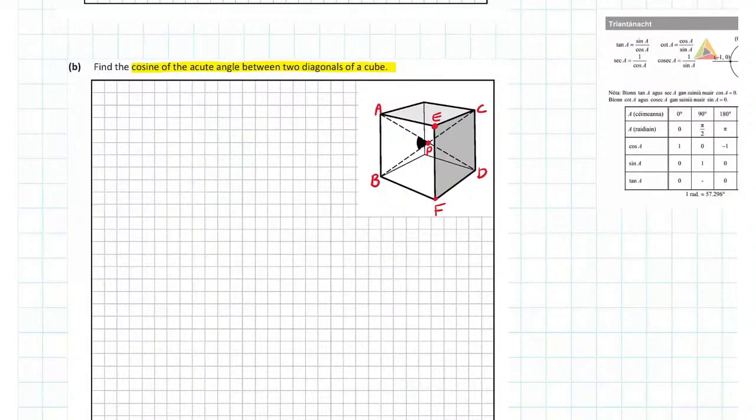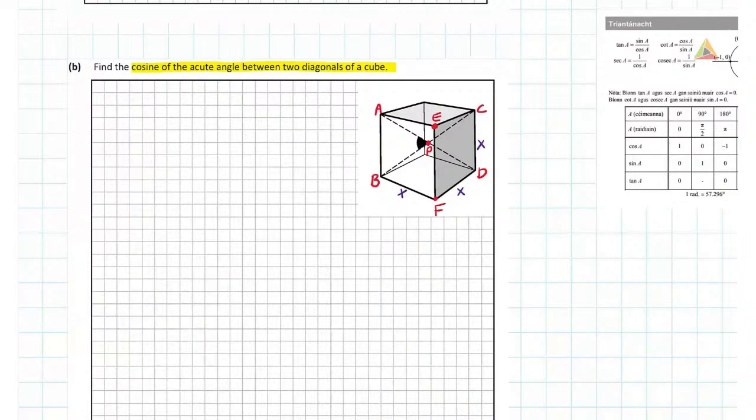And because it's a cube, all of the sides of the cube are going to be exactly the same. So that means that B to F, I'm going to call it X, because there's no numbers. I'm going to put in my own variables. F to D, I'm going to call that X as well. And then your height here, C to D, is going to be X also.